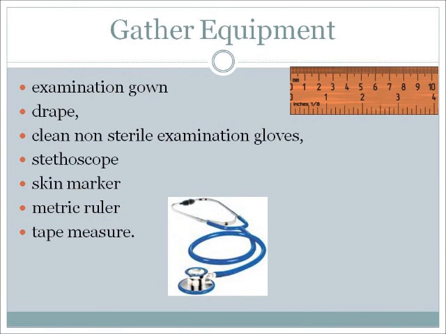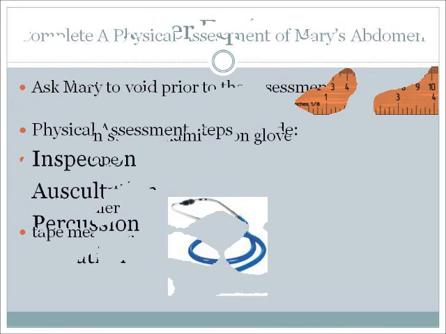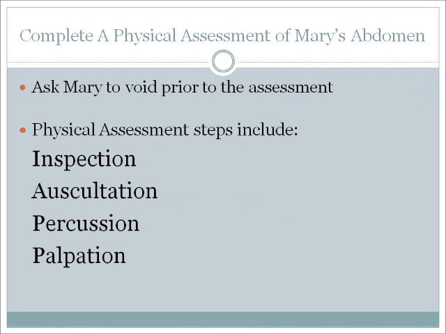Gather equipment. You will need an examination gown, a drape, clean, non-sterile examination gloves, a stethoscope, a skin marker, a metric ruler, and a tape measure. Complete a physical assessment of Mary's abdomen. Ask Mary to void prior to the assessment. Physical assessment steps include inspection, auscultation, percussion, and palpation.